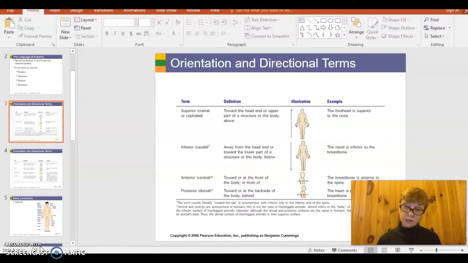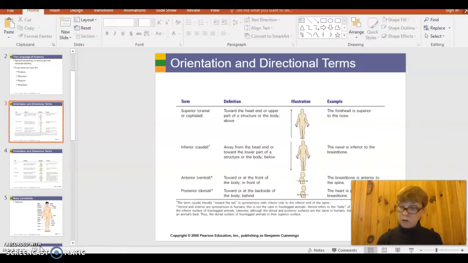So if you take a look at the example from the Marieb 1C, and that's in Google Classroom, that is the PowerPoints that go with your textbook. Marieb 1C is the orientation and directional terms in planes of the body. They give an example of the forehead is superior to the nose. Another one would be that your navel or your belly button would be superior to your kneecap. And then you have another example of inferior.